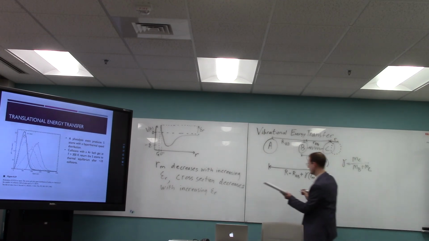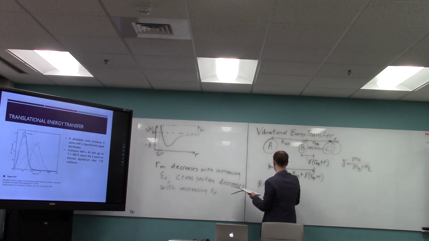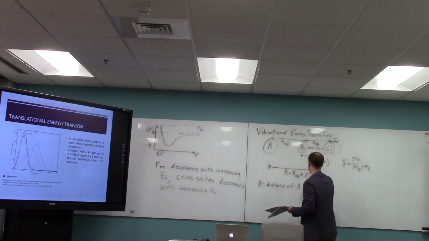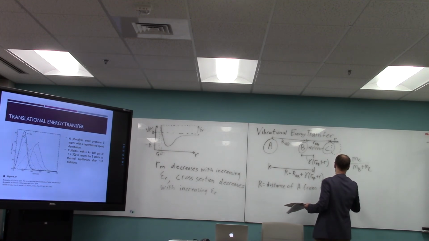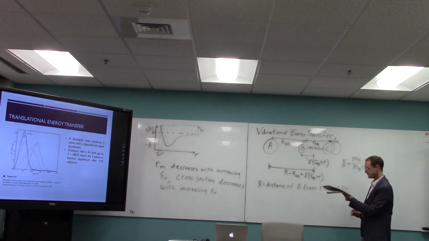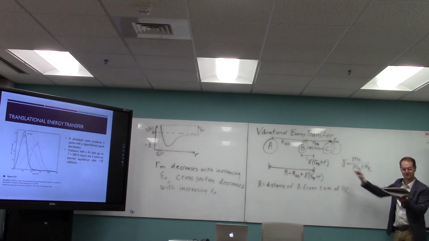So just for clarity, I'll give some definitions. So R is the distance of A from the center of mass of the BC molecule. And gamma, I've already given the definition here.